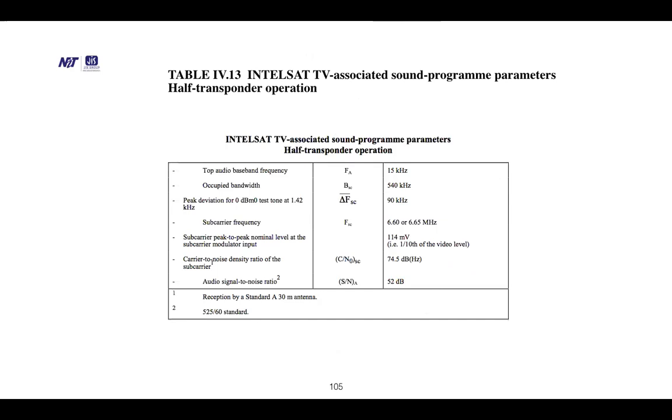Now the Intelsat TV associated sound program parameters: half transponder operation, top audio baseband frequency FA is 15 kilohertz, occupied bandwidth corresponding 540 kilohertz, peak deviation from 0 dBm test tone at 1.42 kilohertz is 90 kilohertz, subcarrier is 6.60 to 6.65 megahertz, subcarrier peak to peak normal level at 114 millivolt, and carrier to noise density ratio of the subcarrier is 74.5 dB in hertz. Now audio signal to noise ratio is 52 dB.